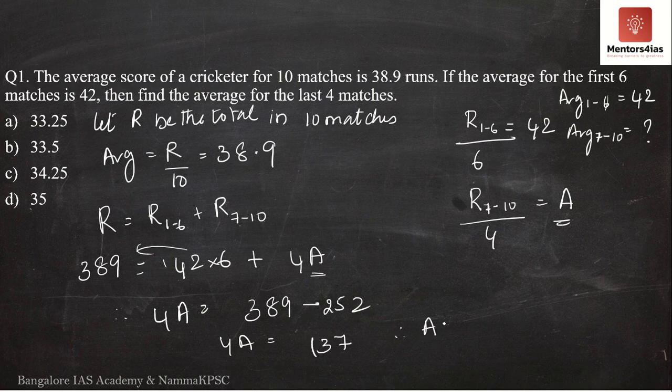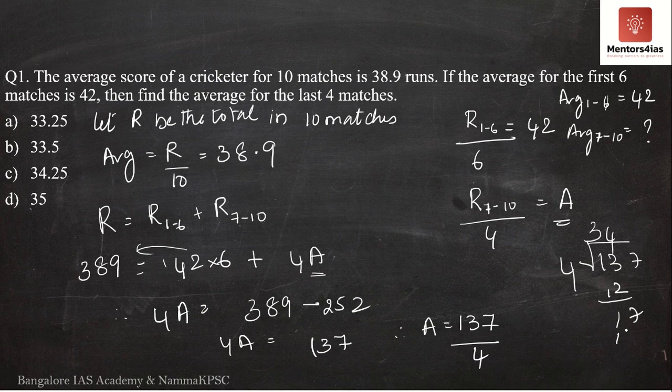Therefore, average is what? Nothing but 137 by 4. So, if you look at the options, it is necessary for me to divide 137 by 4. 4 3s are 12, 1 7, 4 4s are 16, 1. So, see here, now it is not necessary for me to go any further. I get 34 and the only option with 34 is option C. Therefore, the correct answer has to be 34.25.